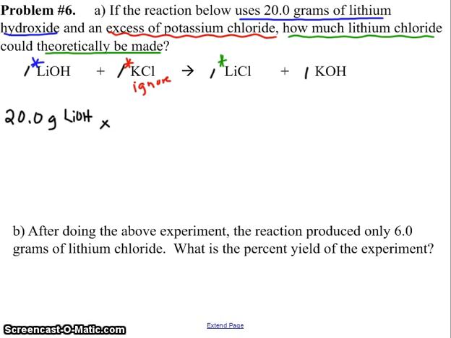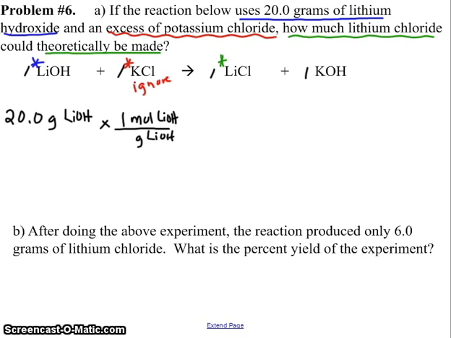The first thing we need to do in these problems is, because coefficients in a balanced equation do not represent gram ratios, but they do represent mole ratios, our first job is to take our grams of our starting substance and convert it into moles. Well, you've done this plenty of times. Converting grams to moles, we're going to put grams of LiOH in the denominator, so that will cancel. And we're going to put 1 mole of LiOH in the numerator.